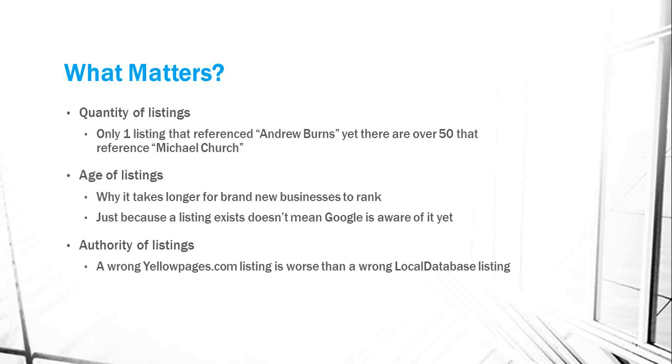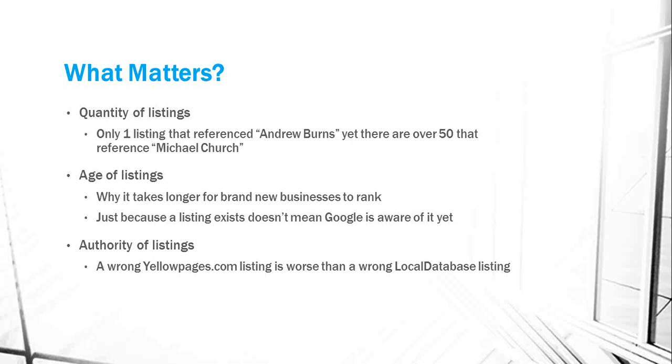Authority of listings is also important. Certain things matter to Google more than others. For example, yellowpages.com is a very strong and reputable business directory. It's well known, everyone's heard of it, it's very authoritative. So having a wrong listing there is a lot worse than having a wrong listing on that example directory I showed earlier called local database, that I'm guessing 90% of you probably haven't even heard of.